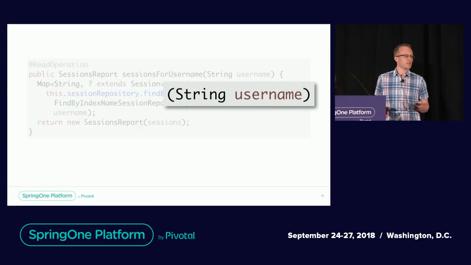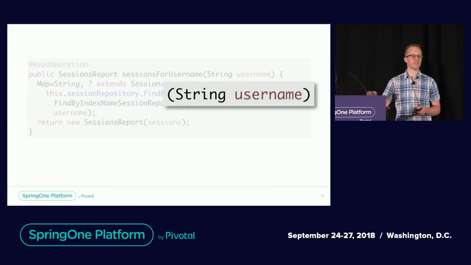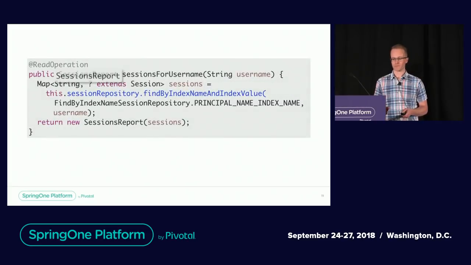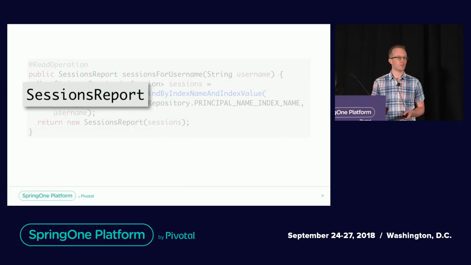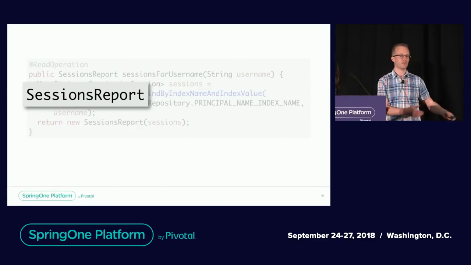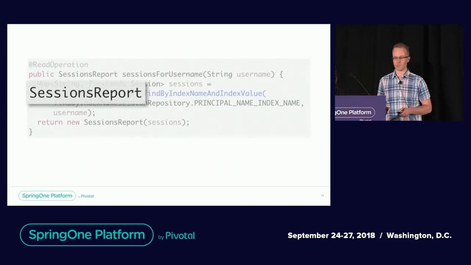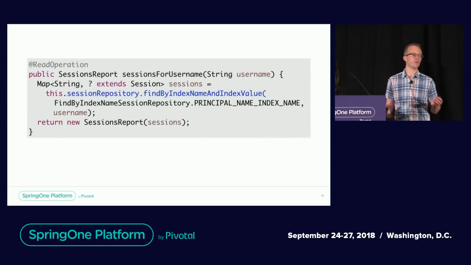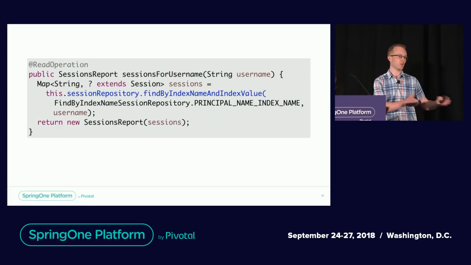And in this case, we're taking some input. So there's a username. We're saying, this is how the sessions endpoint provides an operation for getting a particular user's sessions. And it's going to return a sessions report for you. The infrastructure will handle taking that response, that sessions report object, marshalling it to JSON and returning it to you as a JSON-based response. If you're familiar with a Spring MVC controller or a WebFlux controller, it's very similar. You just return something and we worry about mapping it to JSON for you.